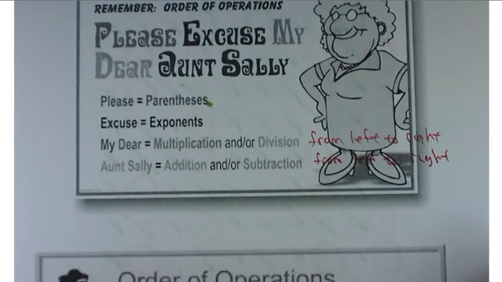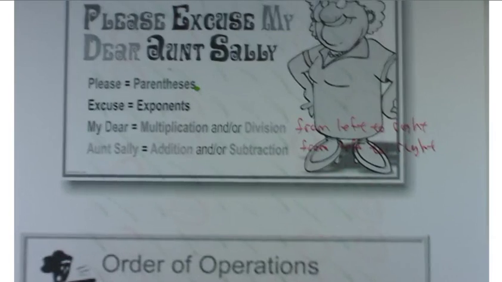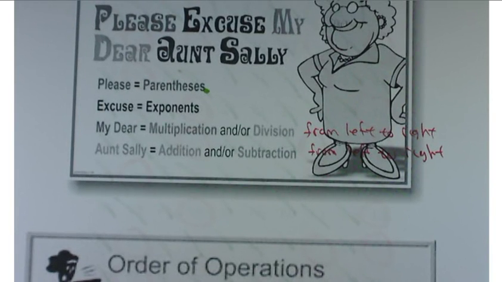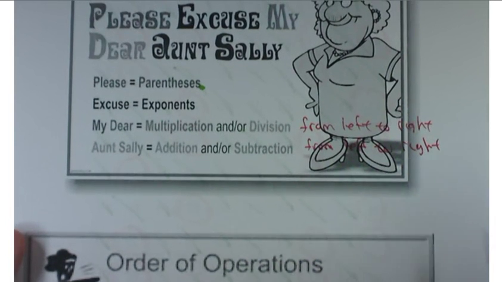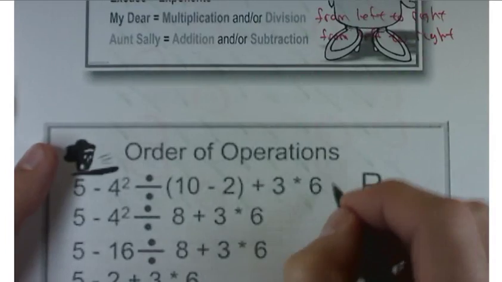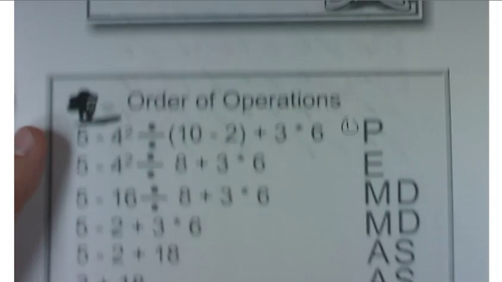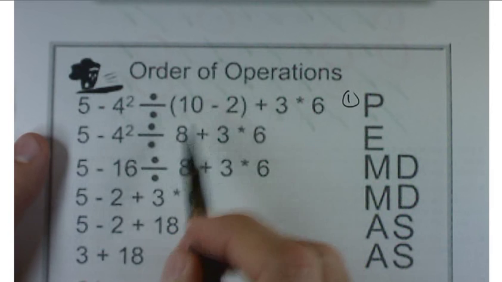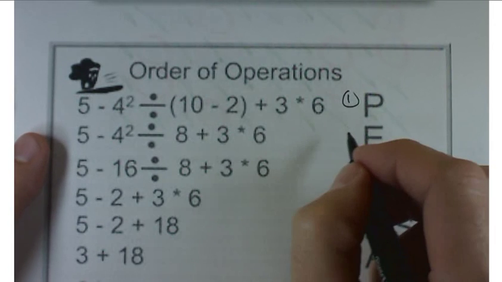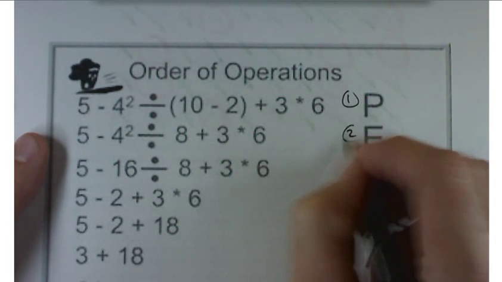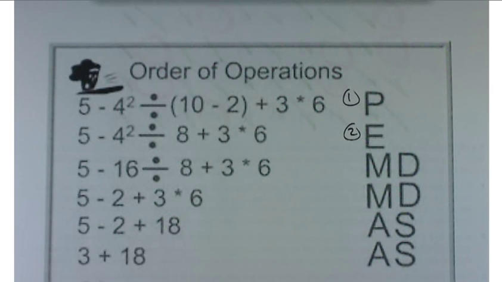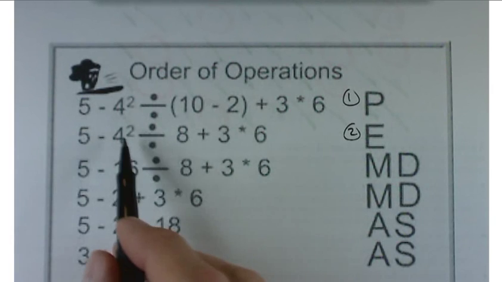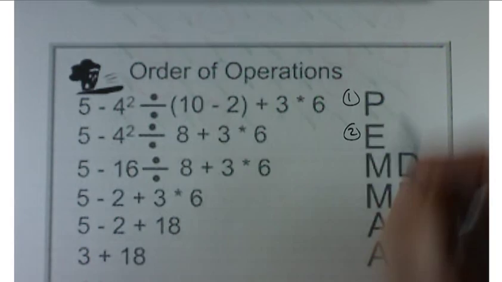I'm sorry that's not coming out a little bit clearer. It's from left to right. Let's take a look at that down here. So there's really kind of 4 steps. The first step is to do whatever's in the parentheses. So 10 minus 2 gives you an 8. Next step is doing the exponents. So there's one exponent, right? 4 squared. 4 squared is 16.